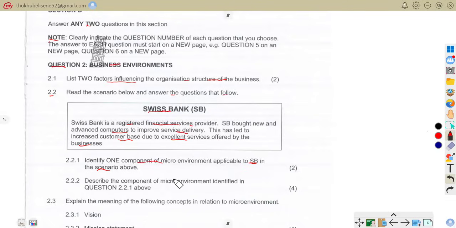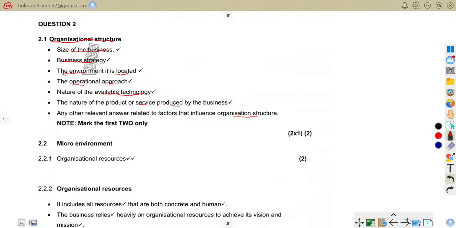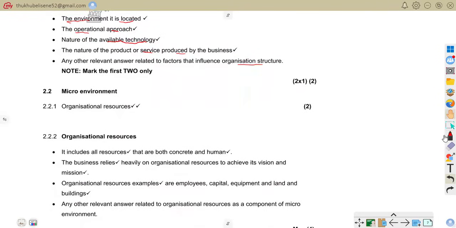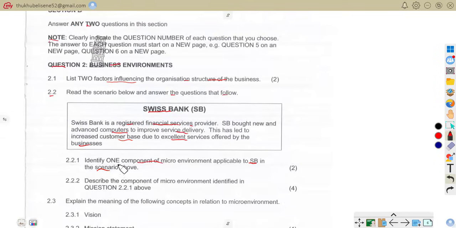So let us quickly come to the given answers. You can see here we are given organizational resources. But I've said even employees, vision, and mission are as well components of microenvironment. For now, let us concentrate on the organizational resources. So let us move on to 2.2.2. Describe the component of microenvironment identified in 2.2.1.